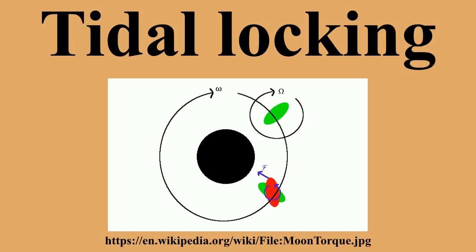A tidally locked body in synchronous rotation takes just as long to rotate around its own axis as it does to revolve around its partner. Usually only the satellite is tidally locked to the larger body. However, if both the mass difference between the two bodies and the distance between them are relatively small, each may be tidally locked to the other. This is the case for Pluto and Charon. This effect is employed to stabilize some artificial satellites.